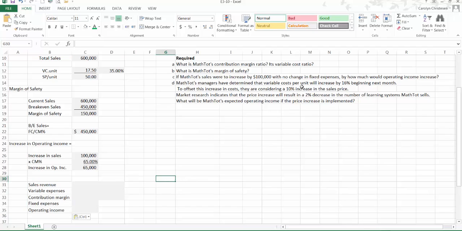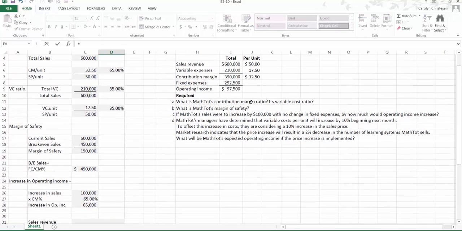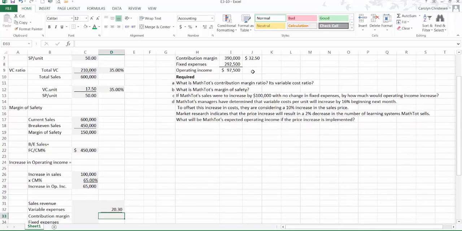All right, so our variable cost per unit will increase by 16%. So let's make this equal to our old variable expenses times 116%. So what that's doing is adding 16% to our old cost. So the old cost plus 16%. Okay? All right, what else do we know?